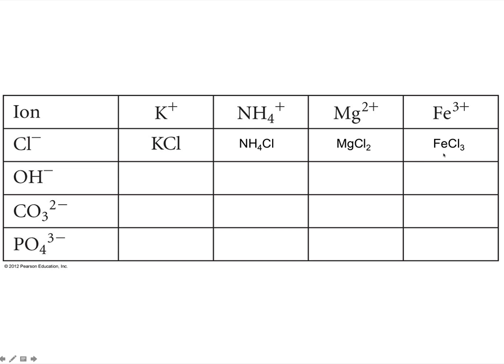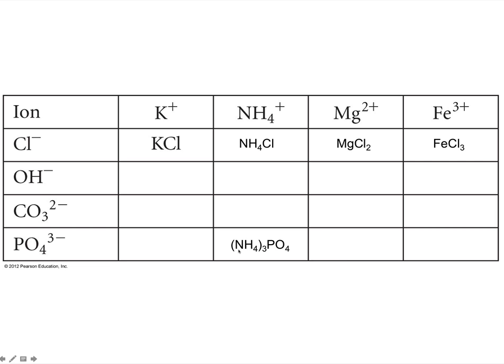Iron chloride, FeCl3. The name for this, FeCl3 is the correct formula, but we would name it iron-3 chloride because iron-2 chloride also exists. It wouldn't have the +3 charge, but if you were naming it, you would name it iron-3 chloride or iron-2 chloride.